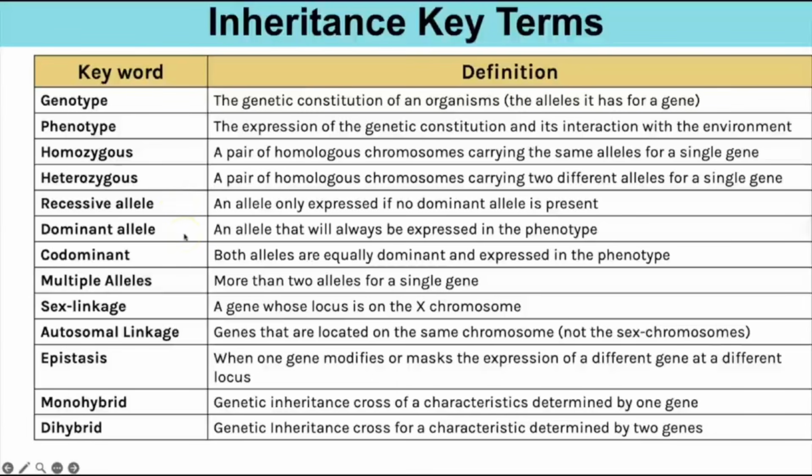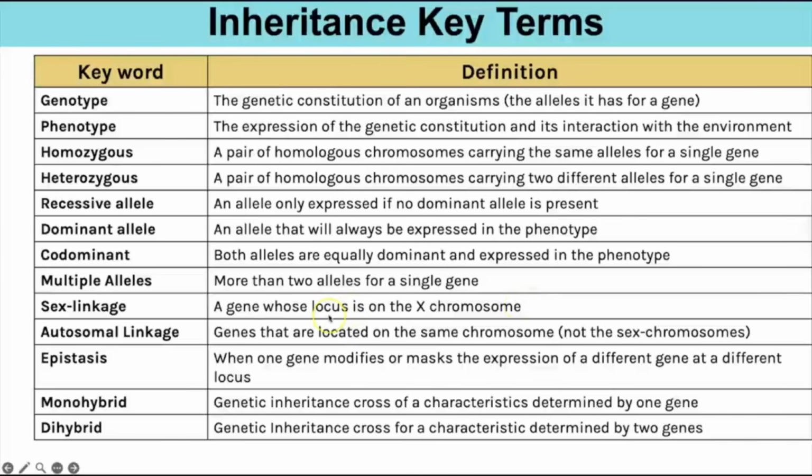Recessive allele and dominant allele have both been assessed before. Recessive is an allele that's only expressed if there is not a dominant allele present, whereas a dominant allele will always be expressed in the phenotype. Codominant is when both alleles for a gene are equally dominant and are both expressed in the phenotype. Multiple alleles is if there are more than 2 alleles for a single gene. Sex linkage is when the gene of interest is located on the X chromosome.